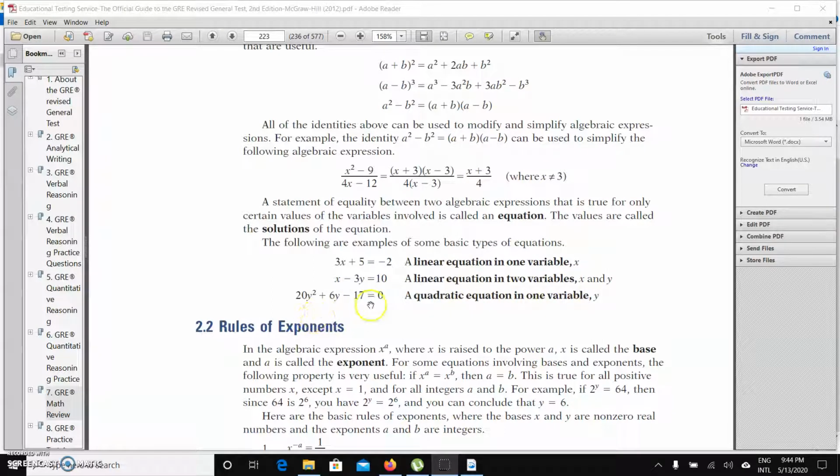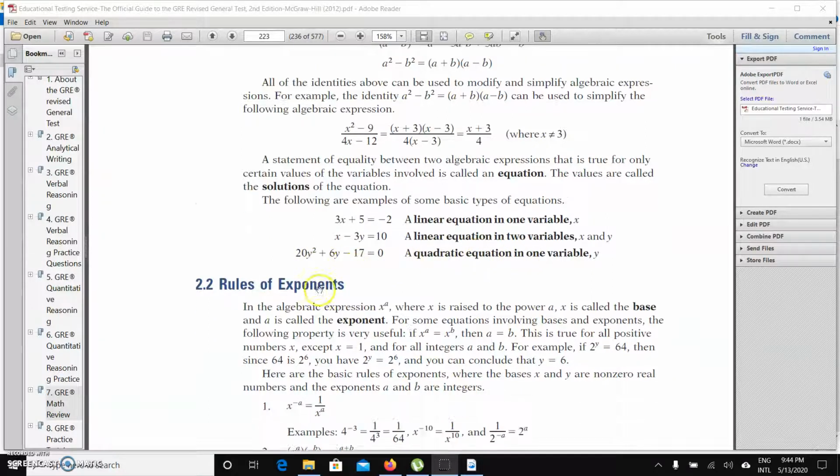Then here we have a quadratic equation. This one we have to the power of 1. But when we have a power of 2, we are talking about a quadratic equation. When you have a power of 3, we're talking about a polynomial. But this one is a quadratic equation. So that's x squared plus 6y. So that's the meaning.